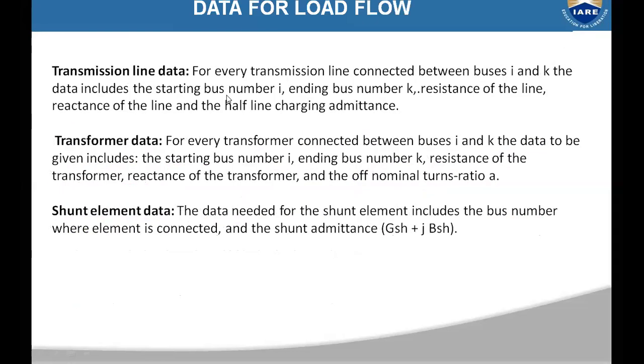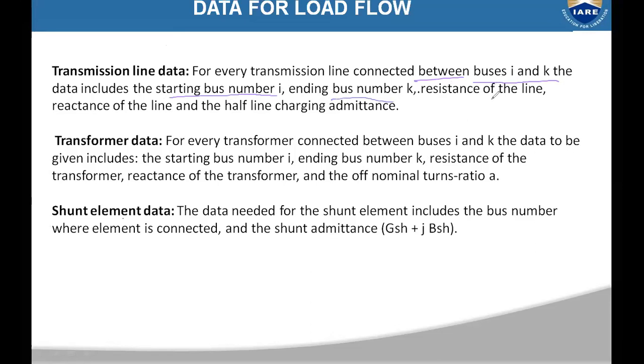Then the transmission line data. Suppose there are transmission lines in the system, so you should know the transmission line data. If you take one transmission line, what are the two buses between which the transmission line is connected? You should know the bus numbers I and K to which the transmission line is connected. Okay. So these are the bus numbers I and K between which the transmission line is connected, with starting bus I and ending bus K.